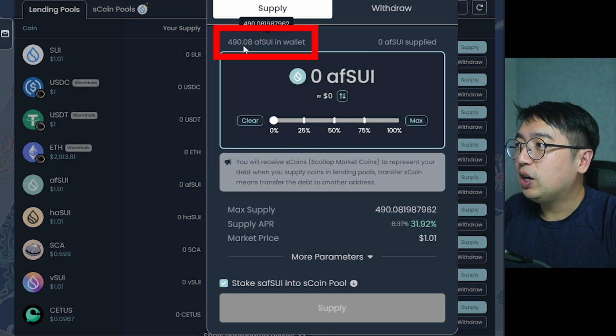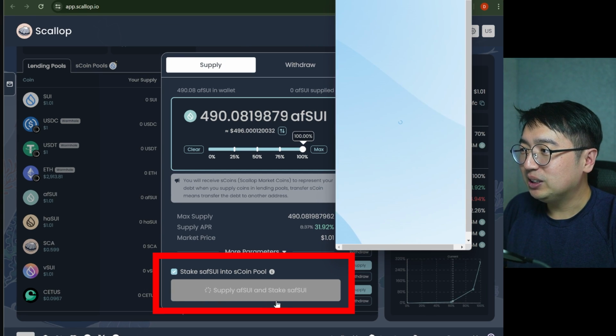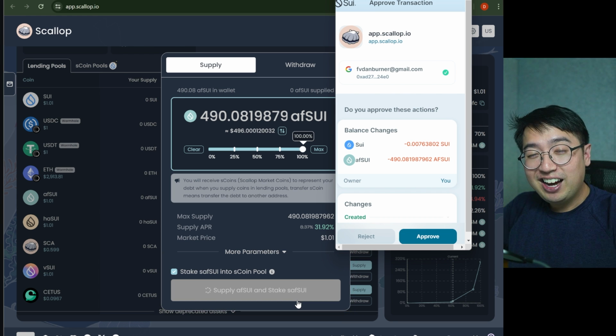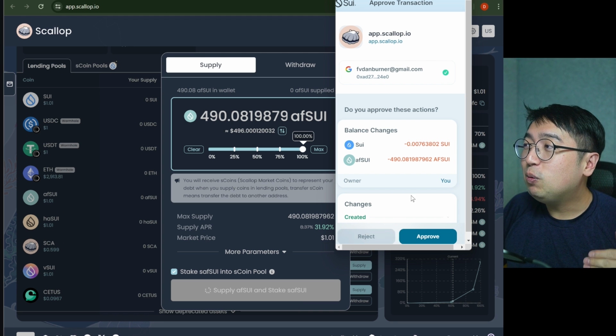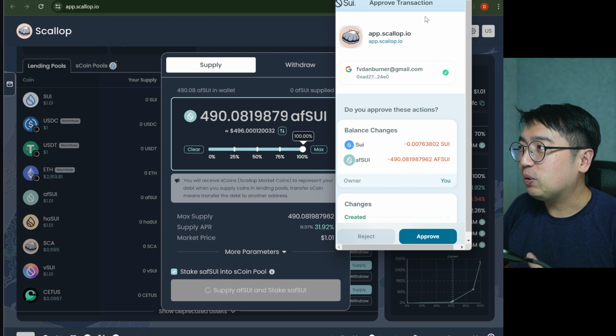It shows we have 490 AF SUI in our wallet. I'm gonna hit max. We're gonna hit supply AF SUI and stake SAF SUI. So staked AF SUI, S-A-F-S-U-I. Lot of letters, but it's gonna start making sense over time. And now we can just approve this transaction. So we have a pop-up from our Chrome extension, and all we have to do is hit approve.